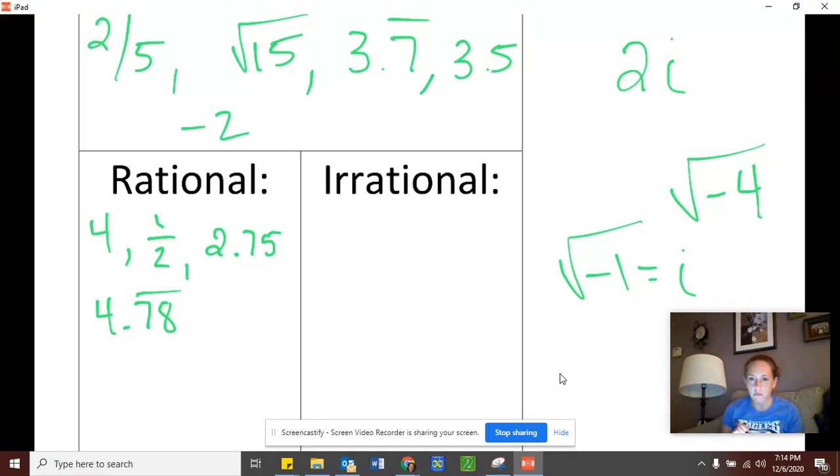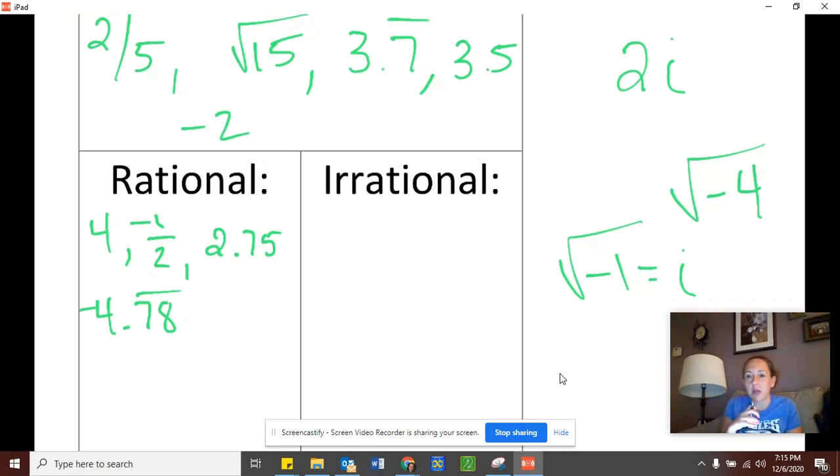Like 4.78 repeating, or something like that. All of those can be written as fractions, and they can be positive or negative. When you get into rational numbers, there's more ways to classify them. Integers are like your counting numbers 1, 2, 3, 4, 5, but it includes positive, negative, and 0. Whole numbers just take away the negatives: 0, 1, 2, 3, 4. And natural numbers just don't include 0.